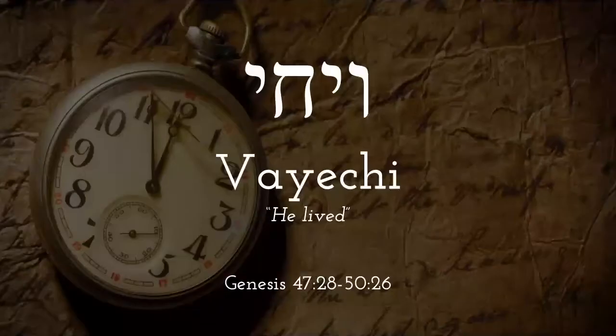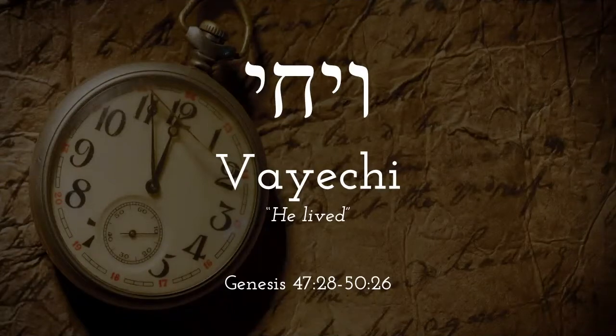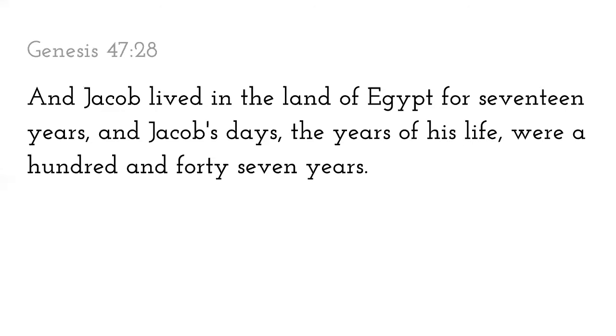This week's Torah portion is Vayechi, which means, and he lived. It's found in Genesis chapter 47, verse 28 to chapter 50, verse 26. And here's the English for the Torah portion. Genesis 47:28 says, "And Jacob lived in the land of Egypt for 17 years, and Jacob's days, the years of his life, were 147 years."